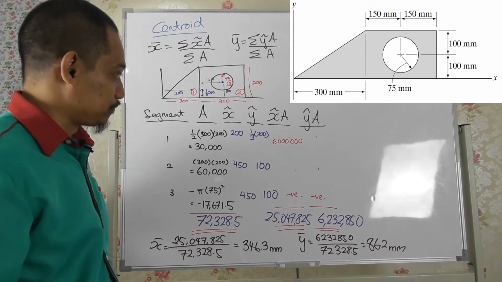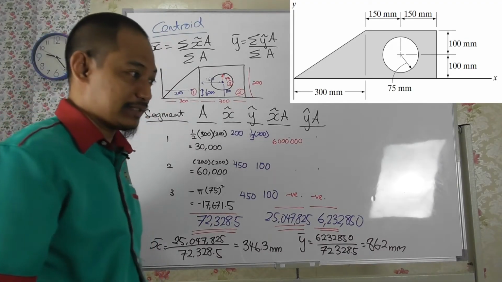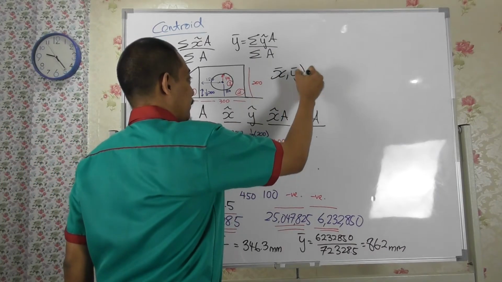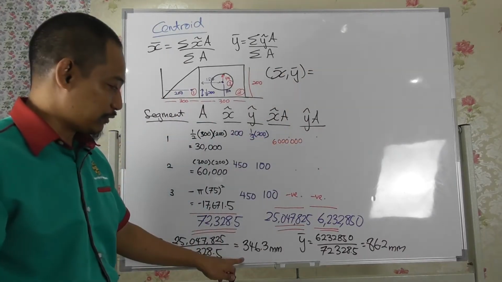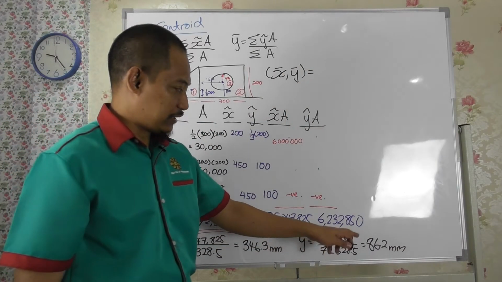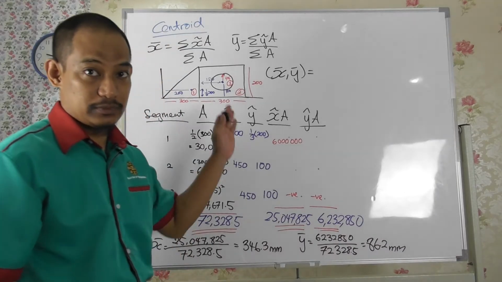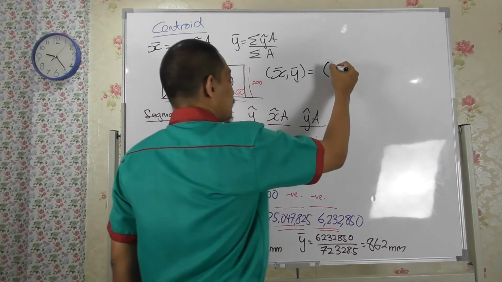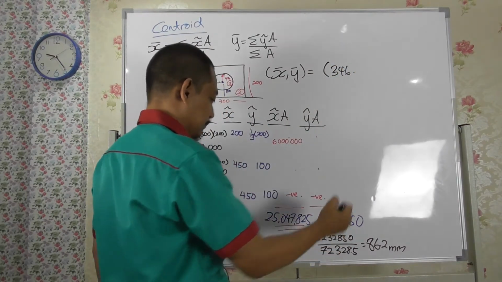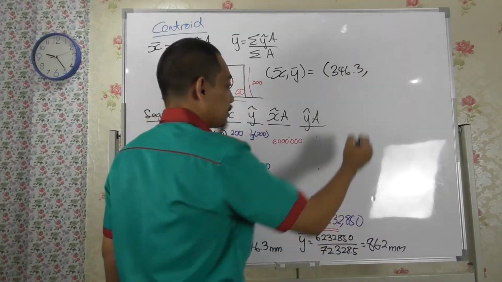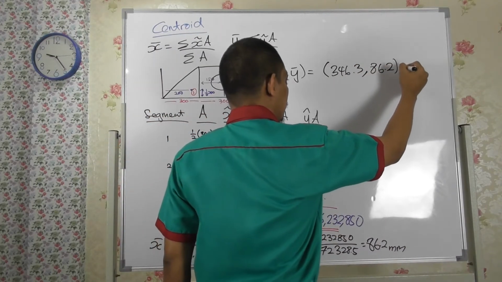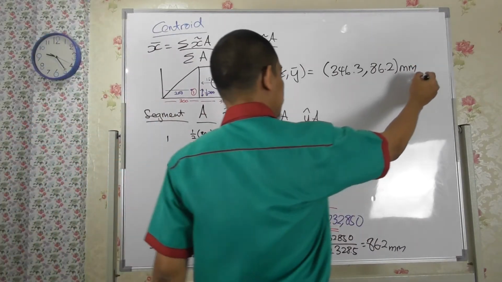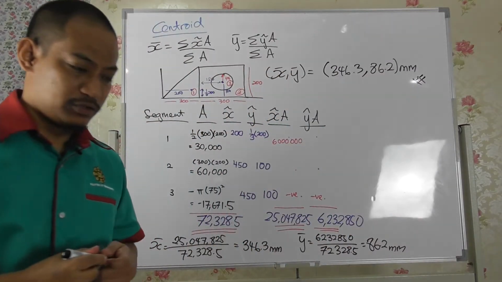So what is needed? The question again, determine the centroid. So the centroid is basically the coordinate of x bar, y bar. So it should equal to 346.3, 86.2 millimeter, right? So that would be the answer. If I write it down, 346.3, 86.2 millimeter, and that is your answer. All right, so pretty straightforward, right?